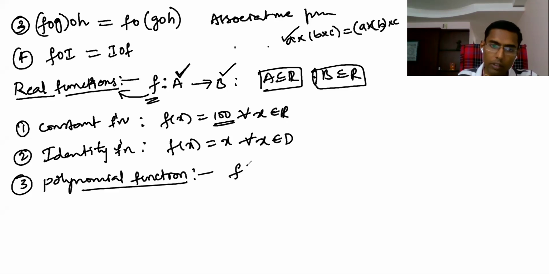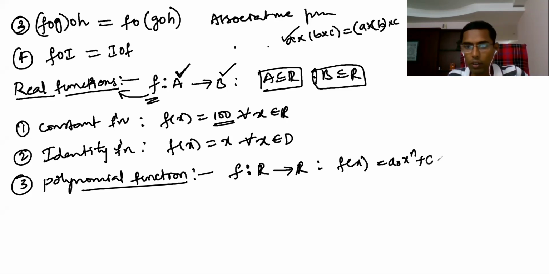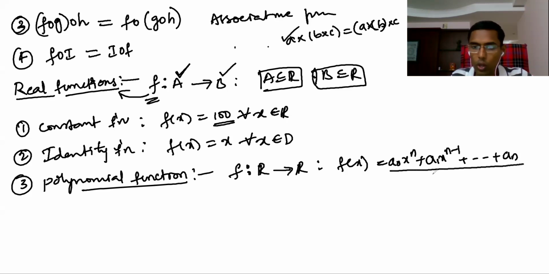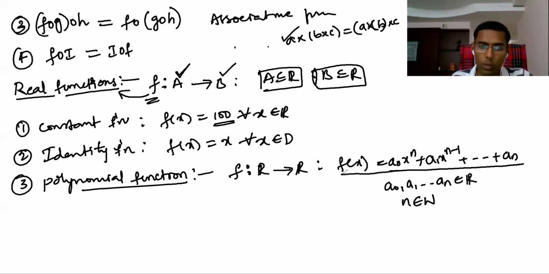What is this polynomial function? Very clearly, f is a function from R to R defined as f of x equals a naught x to the power of n plus a1 x to the power of n minus 1 plus and so on up to an. That means this is a polynomial, where a naught, a1 and so on, these coefficients, are any real numbers, and n belongs to non-negative integers. Non-negative integer means whole numbers.